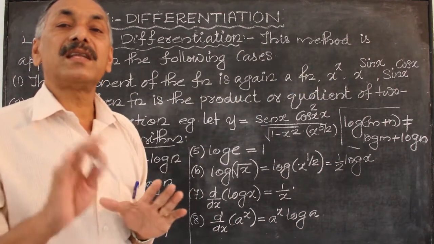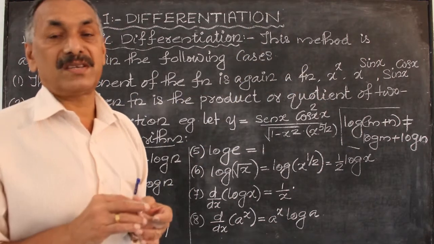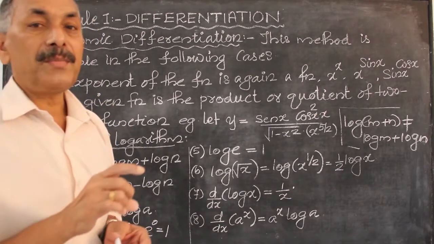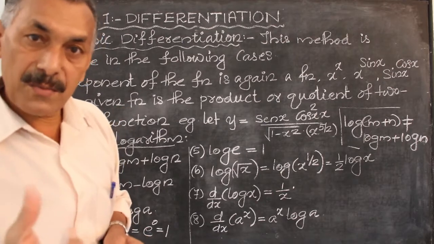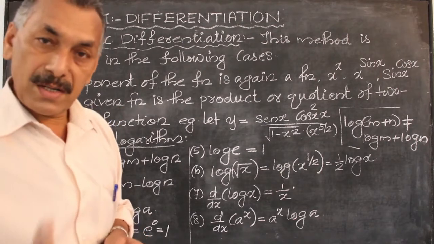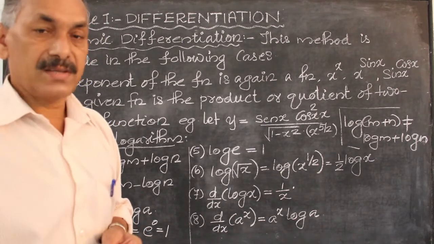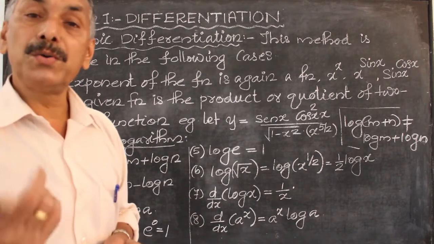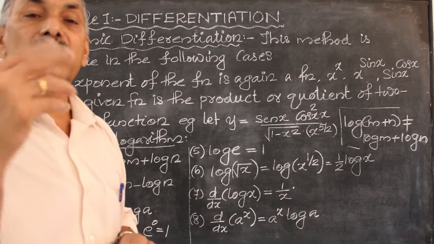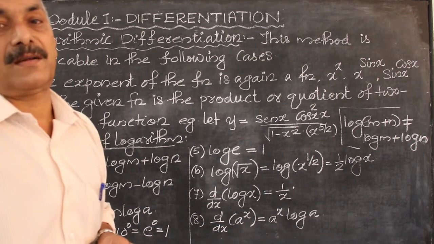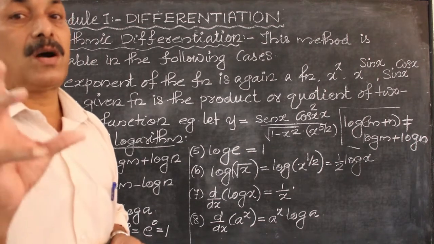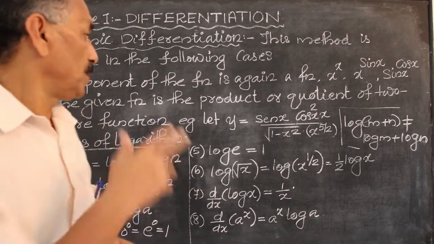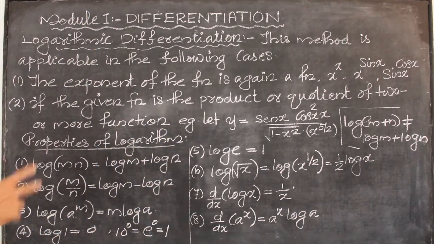For an exponent function, we use logarithmic differentiation. Logarithmic differentiation means that to find the derivative, we consider the logarithm on both sides, apply the properties of the logarithm, then differentiate. The derivative of u log u is 1 by u, the derivative of log x is equal to 1 by x, etc. This is a very important section, logarithmic differentiation.